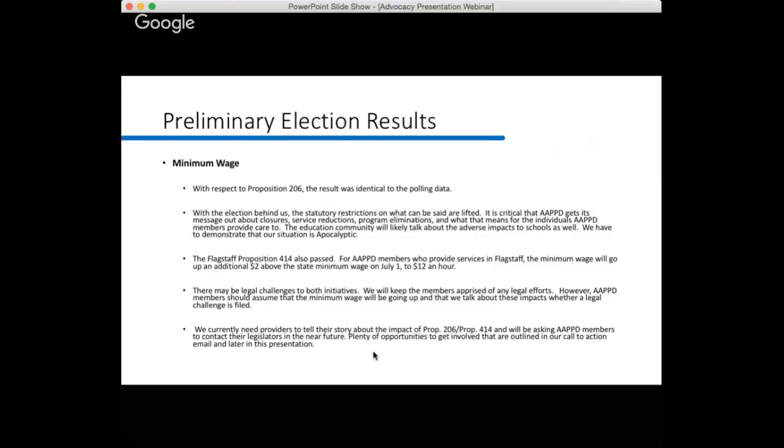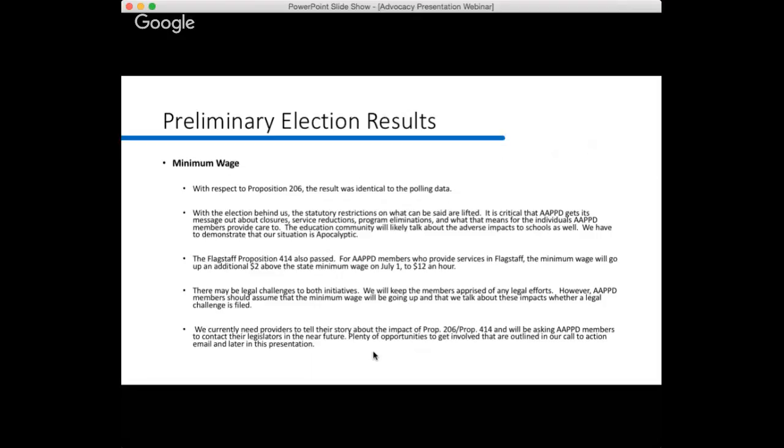First off, I wanted to go through preliminary election results with you. As many of you probably know by now, Proposition 206 did pass. The result was identical to the polling data. The final result was around 60%. So obviously a very politically popular issue.